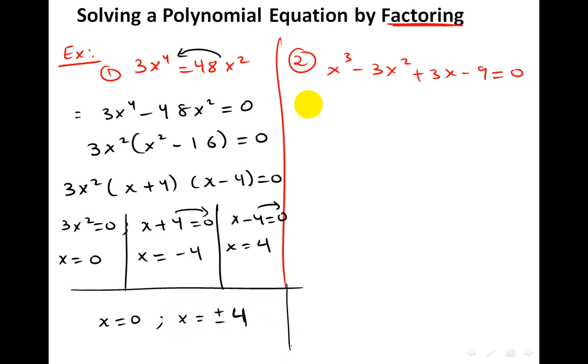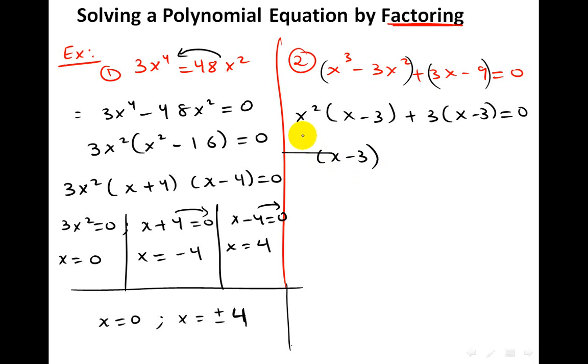Okay, this one can be solved using the grouping method. What if I group this together and this together? Now from this you can have a common factor, which is what? X squared. So what will be left here? X minus 3, and same thing here, the common factor is 3, so you'll be left with x minus 3 equals what? 0. X minus 3 is common, you can take it once, and here you'll be left with x squared plus 3.